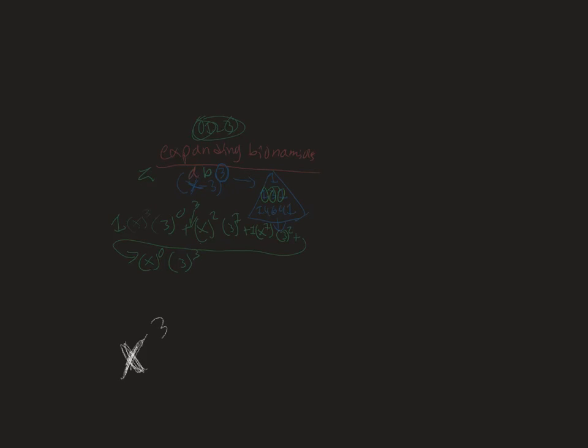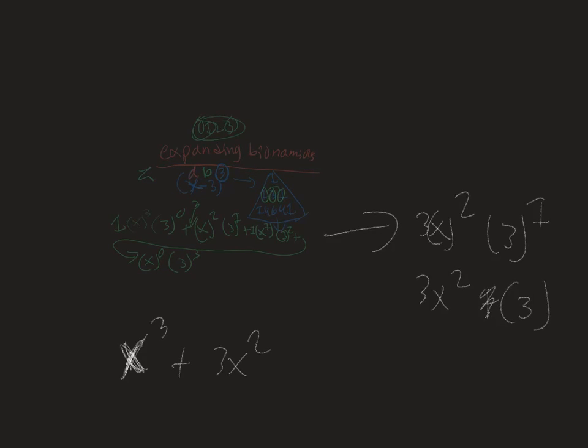And then for the second one, we have 3x squared times 3 to the power of 1. Since the 3 is on the outside, that's just going to be 3x to the power of 2, times 3. So that's so far plus 3x squared times 3.